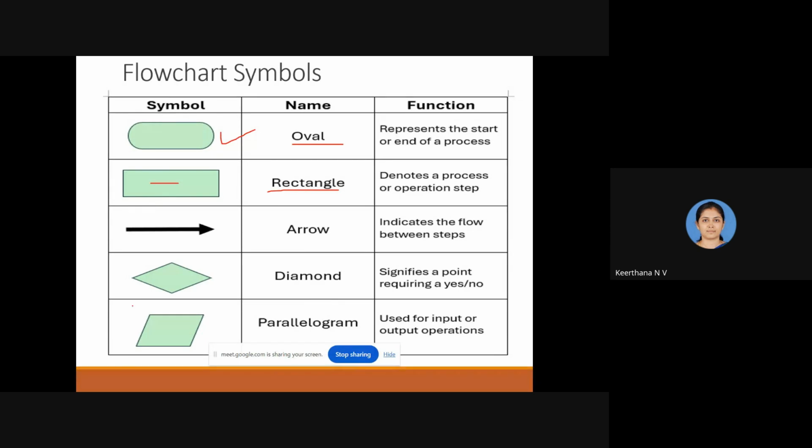The fourth one is a diamond. If you have any decision-making points, that is looping or iterations or if-else statements, for that you will use this diamond. The parallelogram is for getting the inputs and outputs. Clearly understand: the rectangle is for performing the operations and the parallelogram is for getting the inputs and outputs from the user.